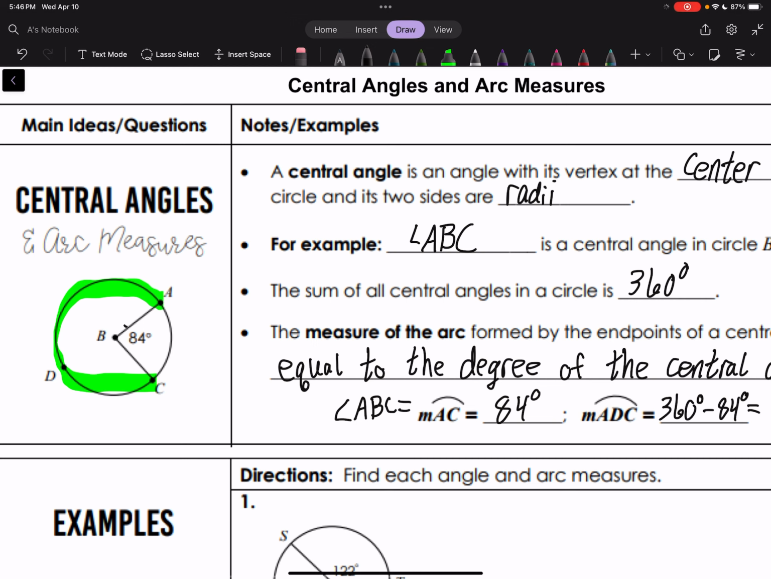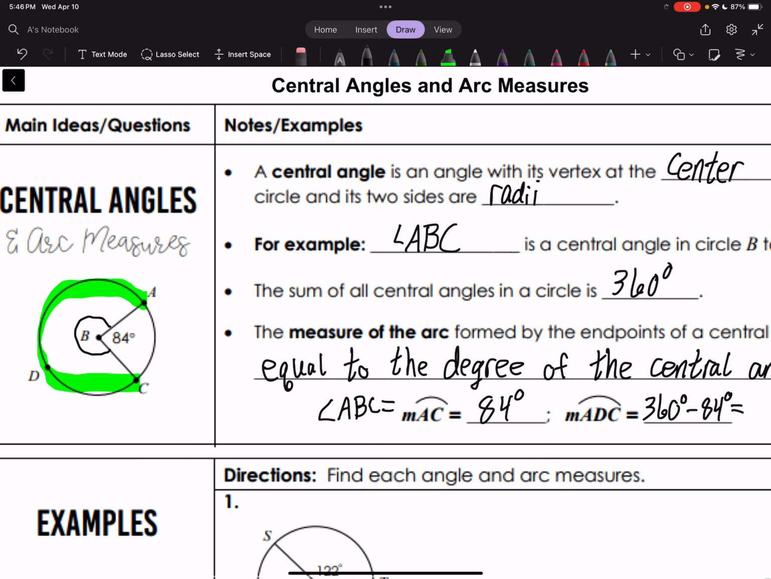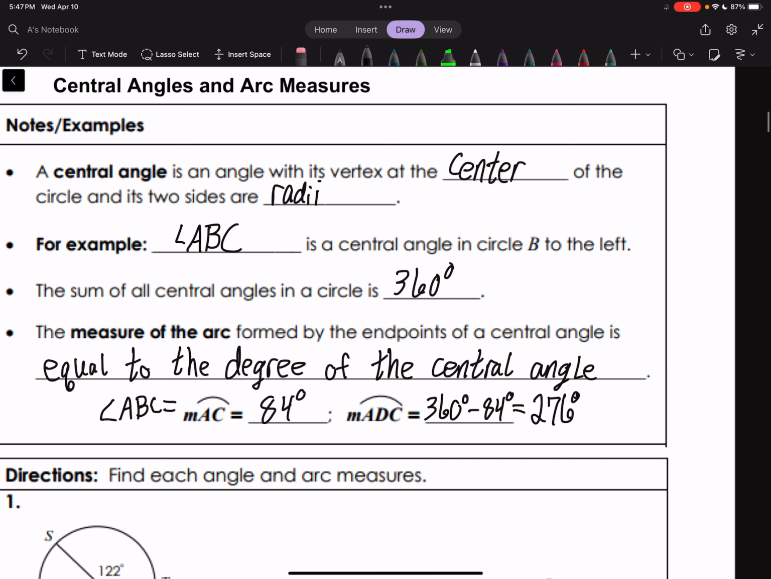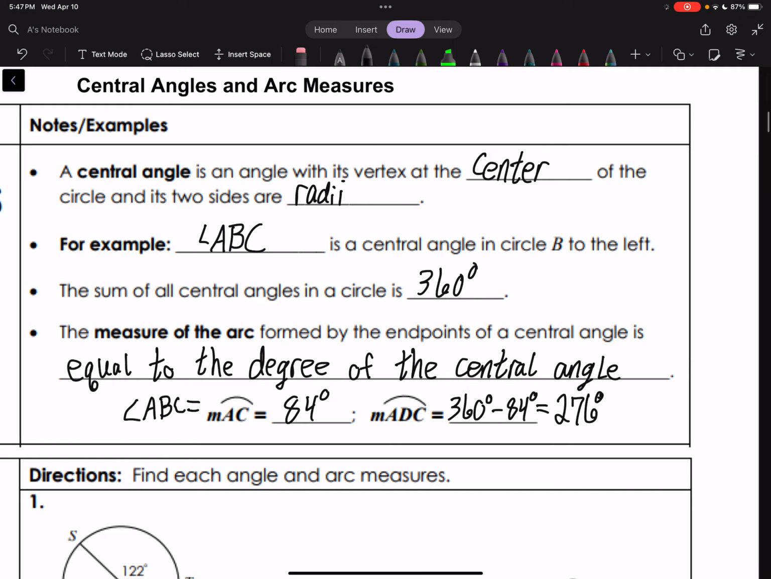So I'm going to be getting this angle. Okay, so 360 minus 84 is going to give me 276 degrees. Easy enough. I hope you think so.